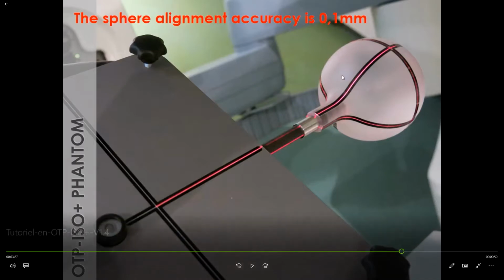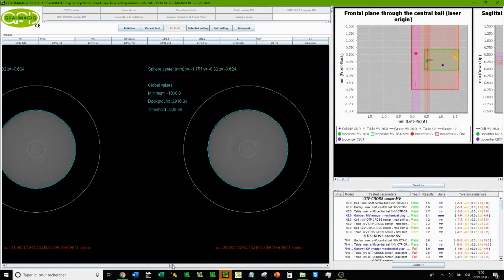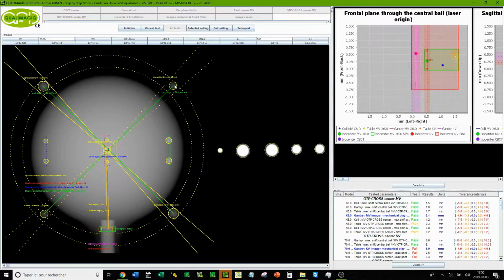This will determine the machine's gantry rotation axis in MV. We do the same for various collimator rotation angles to determine the collimator rotation axis in MV, and then again the same operation for the couch to give us all three MV rotation axes for the machine. We will then repeat the procedure in KV, but of course without collimator rotation, to determine the KV isocenter, and then we will scan the sphere of the isophantom in CBCT to determine the CBCT isocenter.